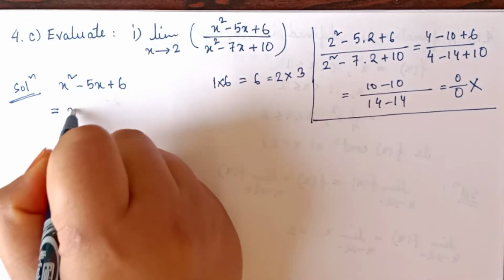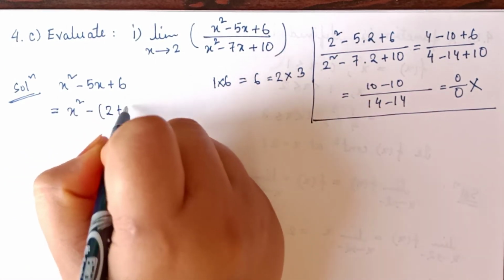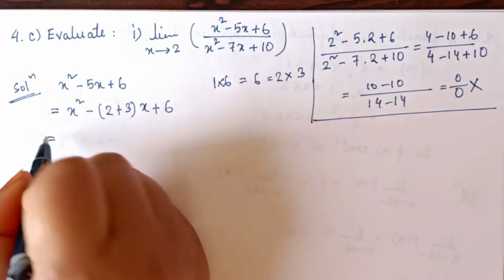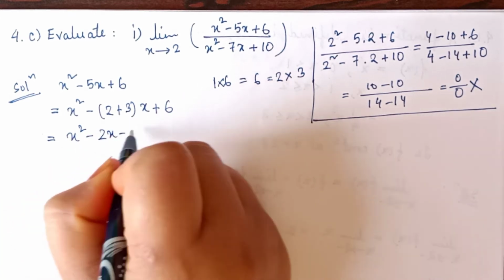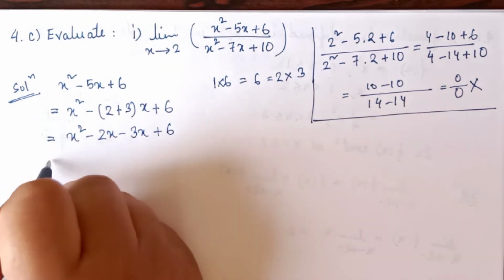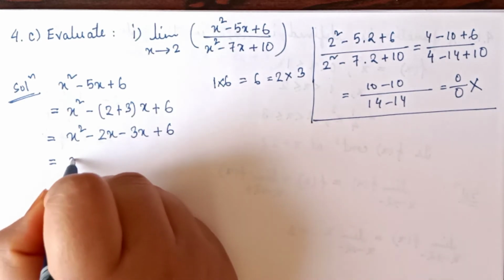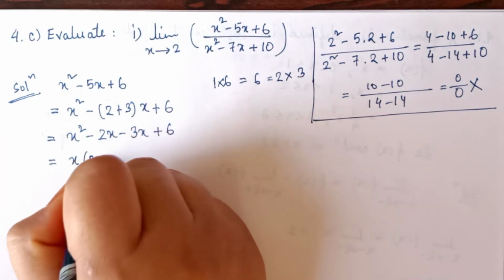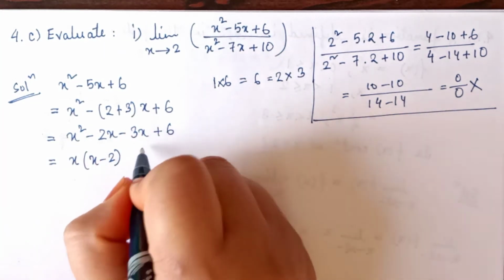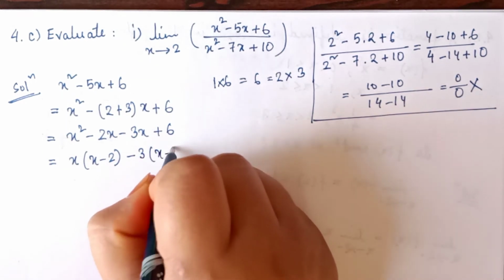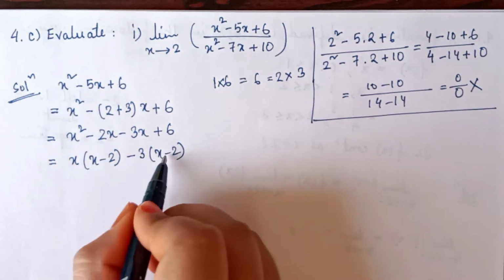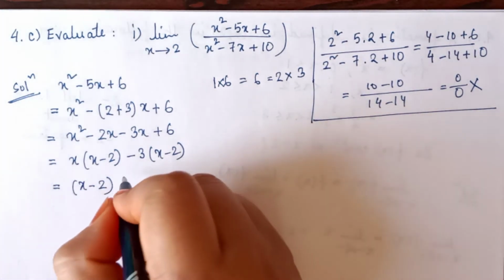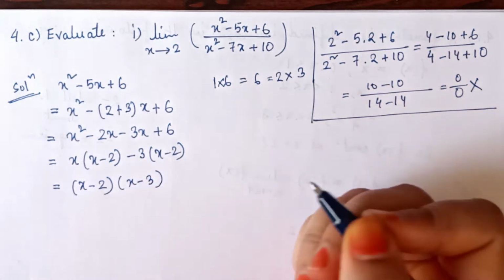So let us write down x square minus 2 plus 3x plus 6. Now let us simplify the values. This is x square minus 2x minus 3x plus 6. From the first two terms we can take the common x, so this is x minus 2, and from the last two terms we can take minus 3, so this is x minus 2. Now you can see that x minus 2 is a common value. So we take x minus 2 common, and the remaining values are x minus 3.